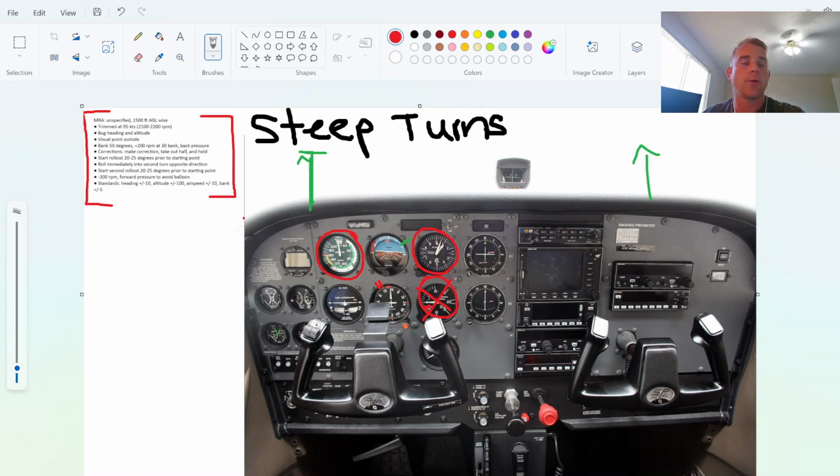That's how you can perform a steep turn, but I really want you guys to experiment with this maneuver and try different things, because some things may work for your instructor, they may work for other students, but it may not work for you, okay?